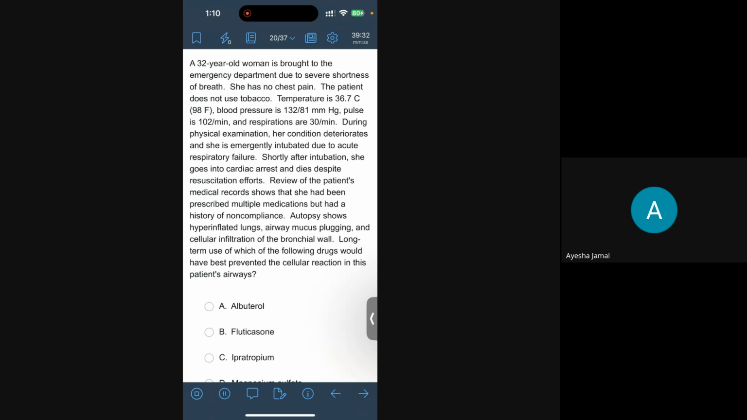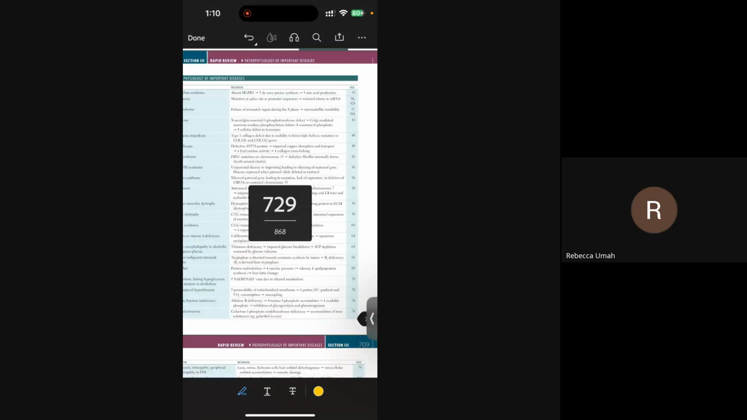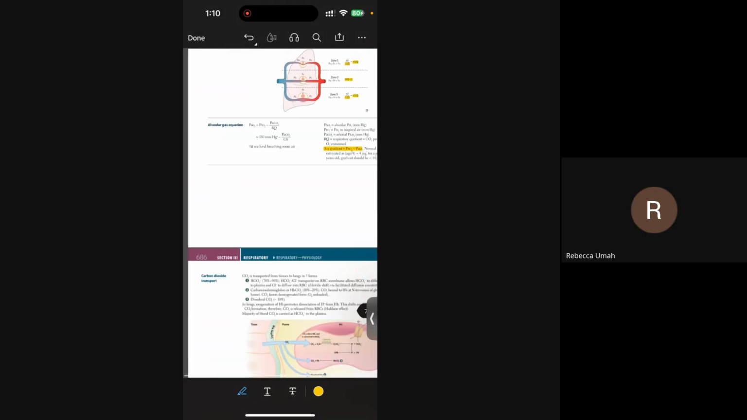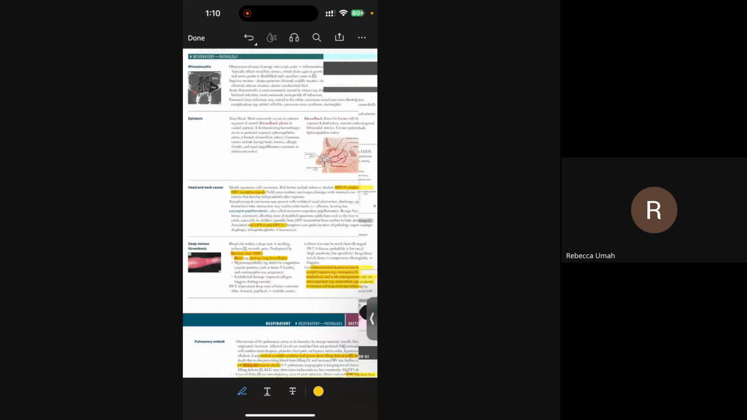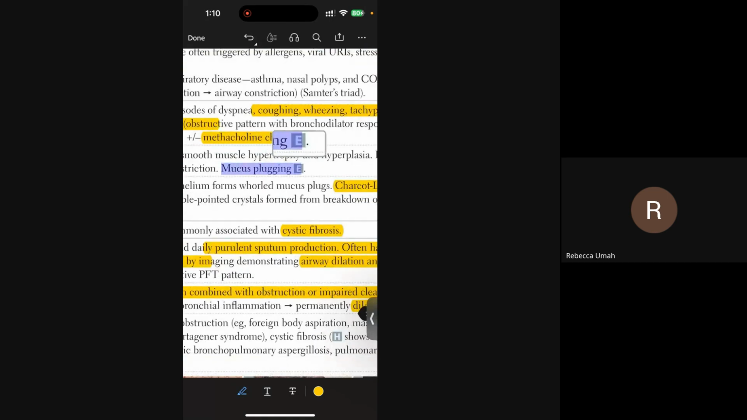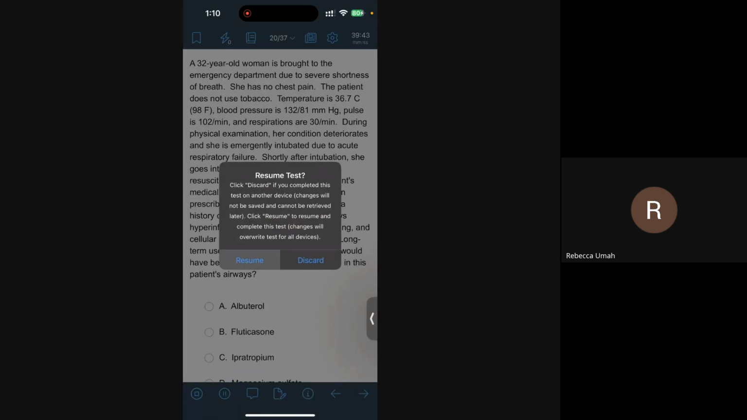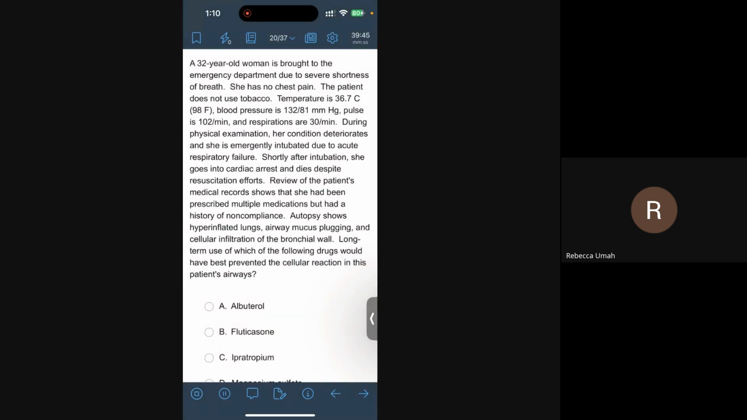We are also seeing airway mucus plugging. Mucus plugging is seen in which disease? Asthma. Mucus plugging is seen in asthma. It is a specific symptom of asthma. So it is asthma. Long-term use of which of the following drugs would have best prevented this?